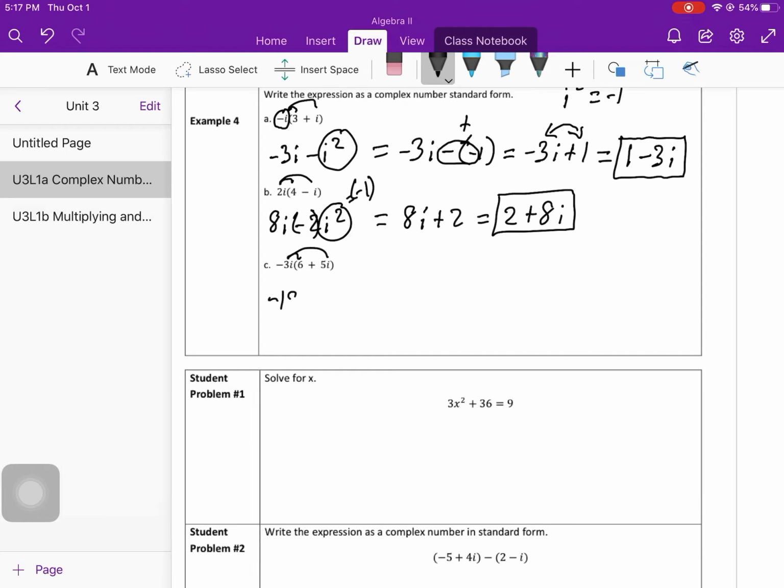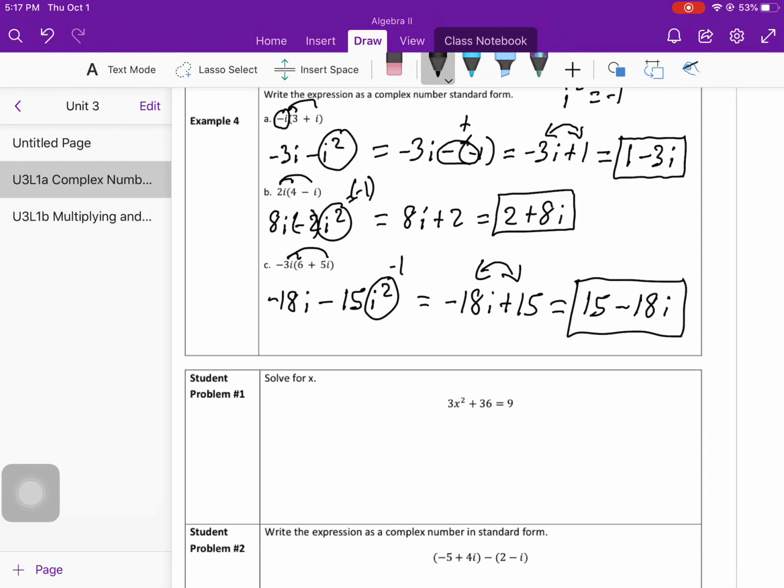-3i times 6 is -18i. And then -3i times 5i is minus 15i squared. This is going to become -1. And -1 times -15 is going to become positive 15. We switch our answers around and we get 15 minus 18i. I'm just switching the order of these to give me my final answer.